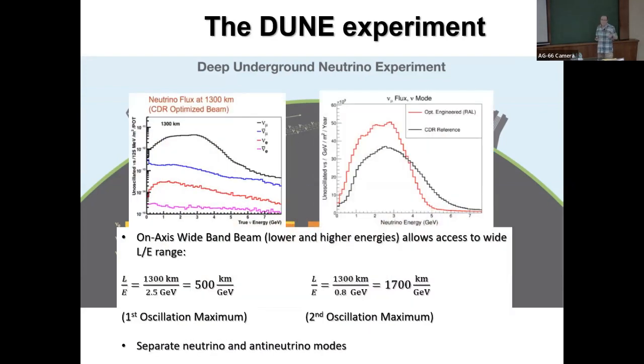The characteristic of Dune is that they have a wide band beam, which means that you have a wide band of energies, and it is very good in the sense that you can be sensitive to the first oscillation maximum and the second oscillation maximum. Remember that I mentioned yesterday that we have this L over E, which is the basic experimental parameter that you have to take into account in order to have sensitivity to oscillation. Also, they can have separate neutrino and antineutrino modes.